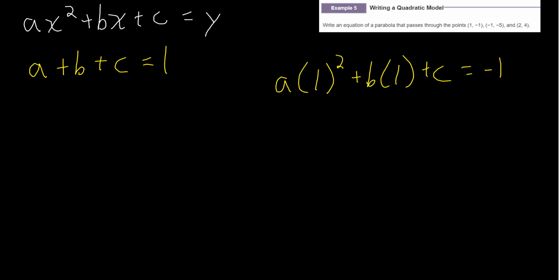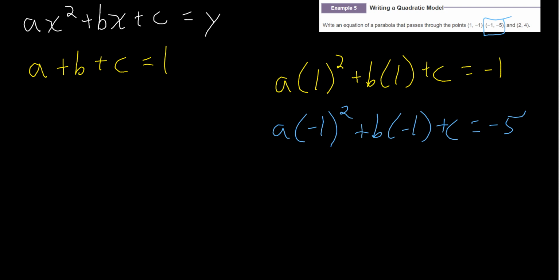The second one, we'll make it blue, is going to be a times a -1, and again I'm looking at this point here. A times -1 squared plus b times -1 plus c is equal to -5. Again, just looking at this point. A -1 squared is just going to be 1, so we have a minus b plus c is equal to -5.